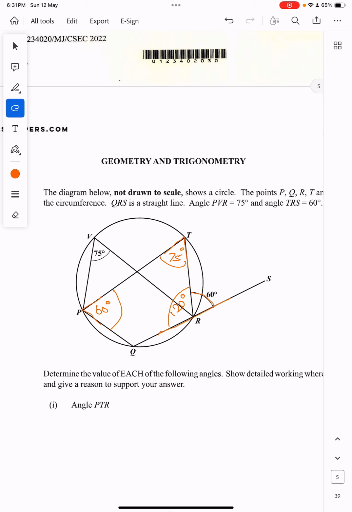So you're going to show that angle TRQ is 120 degrees, or you can actually show the working 180 minus 60 degrees and give the reason that a straight angle is equal to 180 degrees. Then you can show that angle TPQ is 180 minus 120, sorry, which is 60 degrees, and your reasoning will be that opposite angles in a cyclic quadrilateral are supplemental.